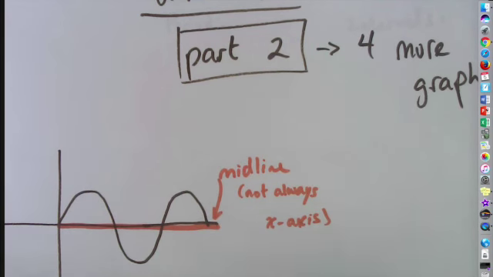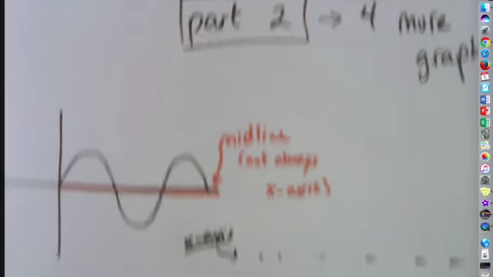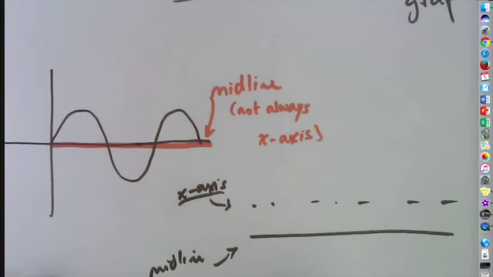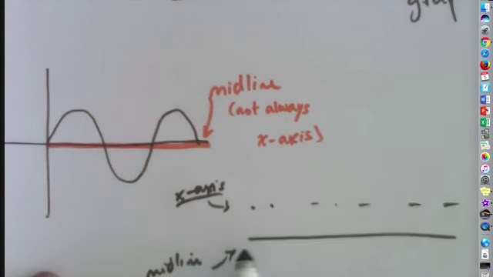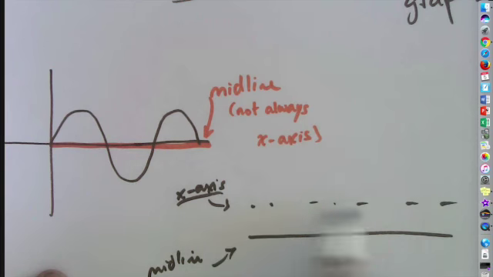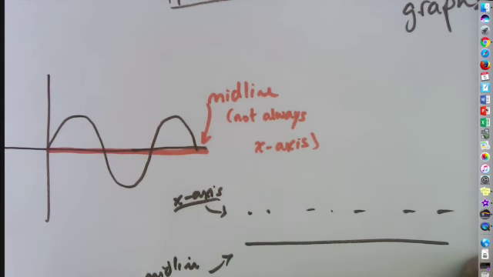Sometimes I have made these little graphs where the solid line will always represent the midline and the dashed line will most likely represent the x-axis if there is a vertical shift involved. So again, midline will always be the solid line in the videos. The dashed line will be the x-axis. Ready or not, let's get going.